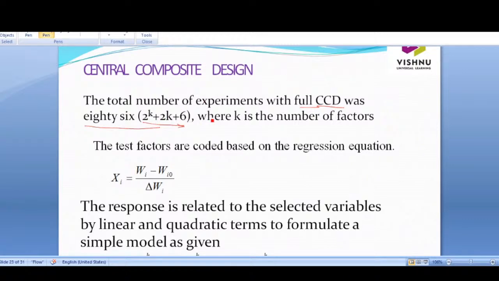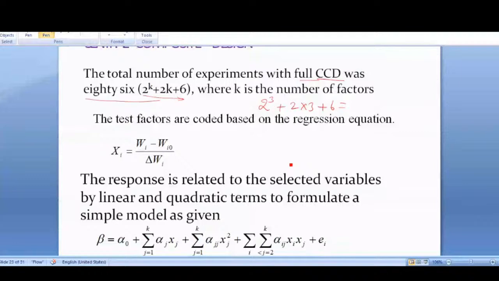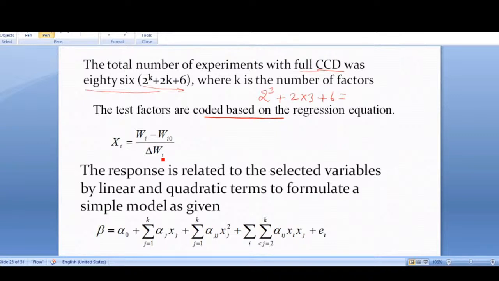So let us say if k is 3, then 2^3 + 2×3 + 6. These combinations of the experiments you have to perform. Let us say you have the factors temperature, catalyst, or time. Because it is a statistical tool, it doesn't know what the temperature or the time is, so you have to assign those factors in terms of coded values. The coded values are designed with this formula: xi = (wi - wi0) / delta wi.